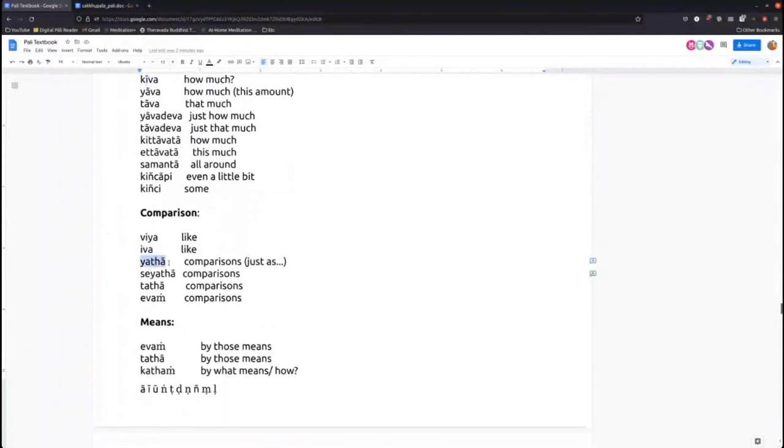Yata is another one. Yata, tata. Just as such and such, and then tata. So these go together. Yata and tata. Sometimes yata and ewang instead of tata, so you have to look out for that. It's still a relative correlative, but you've got yata and then ewang.